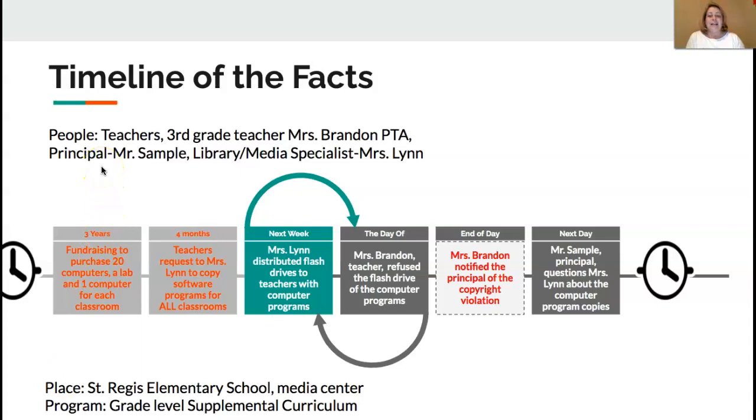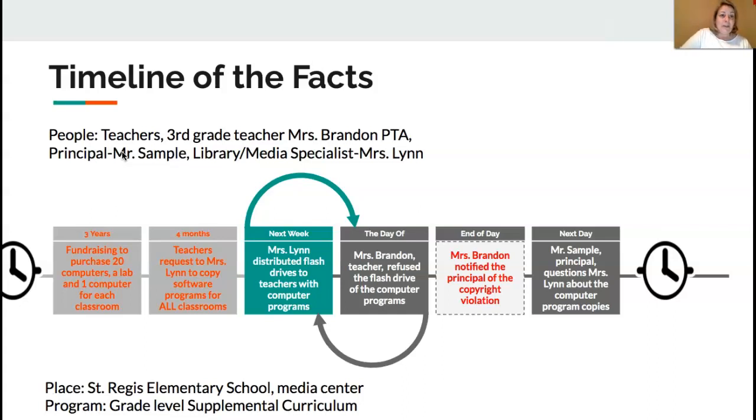The timeline of the facts. This takes place in about a 9-week period of school. It all goes back 3 years ago when we began fundraising to purchase 20 computers to form 1 lab, and 1 computer for each classroom. Each year, the teachers get to prioritize the computer programs that they would like to use within their classrooms that enhance the curriculum. Mrs. Brandon and the other 3rd grade teacher each selected 2 programs that they could use with the funds that they had raised.